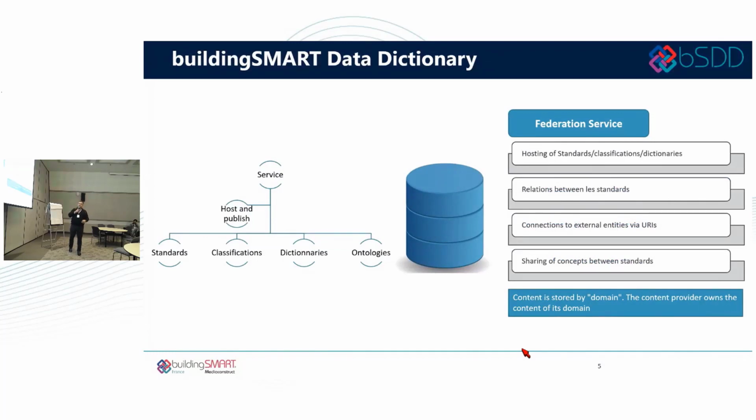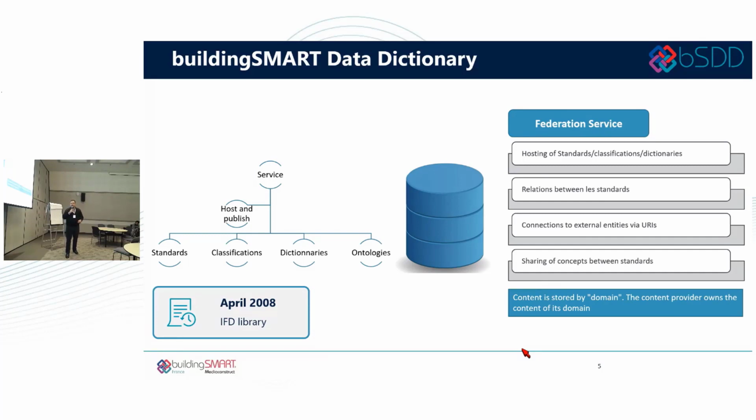Now, of course, there is a data dictionary in buildingSMART, the bSDD. It is really not a new initiative. The first release was in April 2008. But in France, like I said, it's not really used. And we have to ask ourselves as a chapter why users still do not use dictionaries and bSDD to set their terminology on projects. And I'm going to try to give you an answer to that.